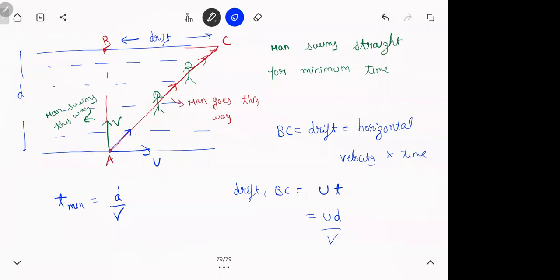He is actually going with root over v square plus u square, no? His speed has also increased, no? Yeah. Because the river is pushing him, his speed is not v anymore. If you see him from the ground, you'll think he's going faster than v, isn't it?